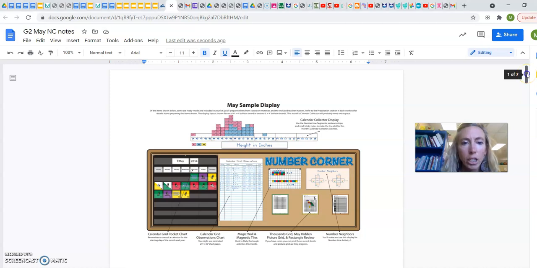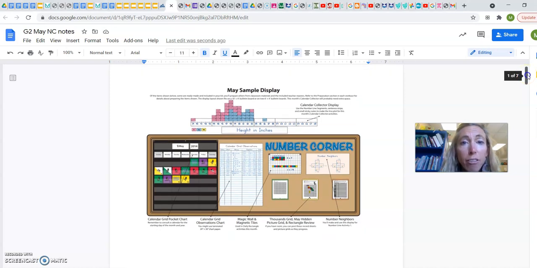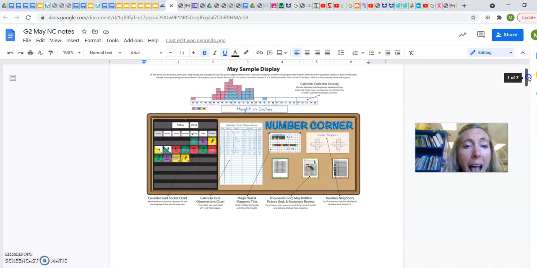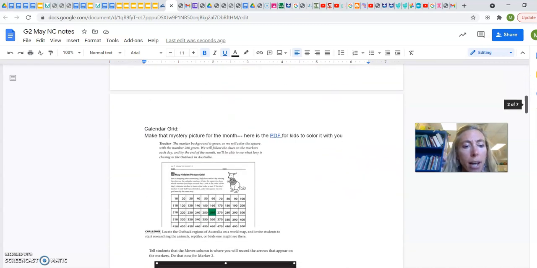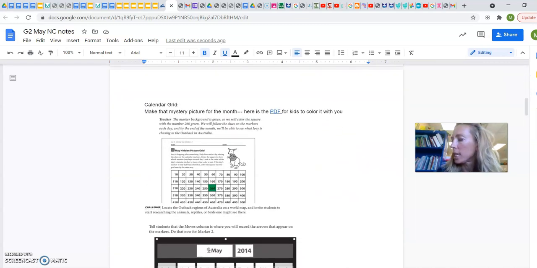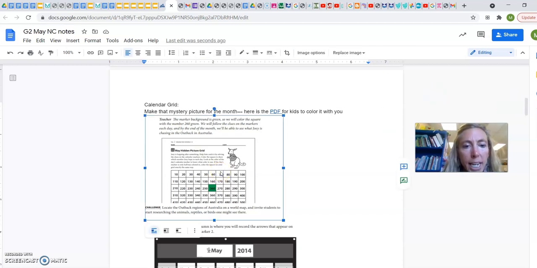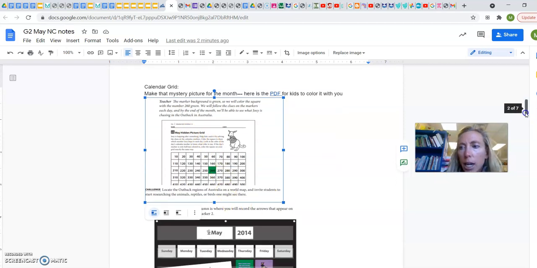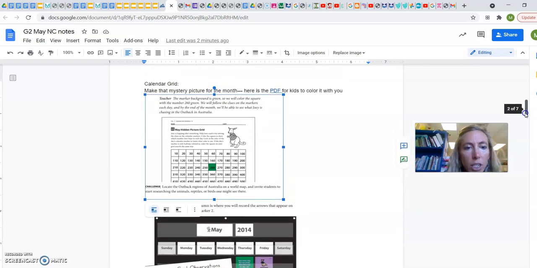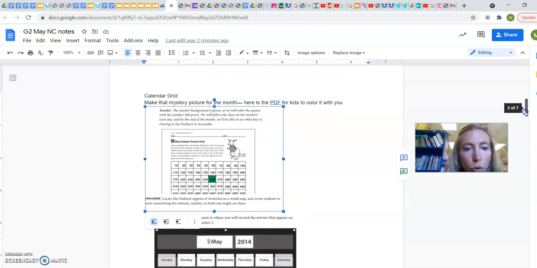All right, second grade, I have May Number Corner, the final month. Yay! Okay, we have the calendar grid. This one looks fun. I'm sure you remember the mystery hidden picture. So every day you'll get some sort of clue as to what to color on this grid.